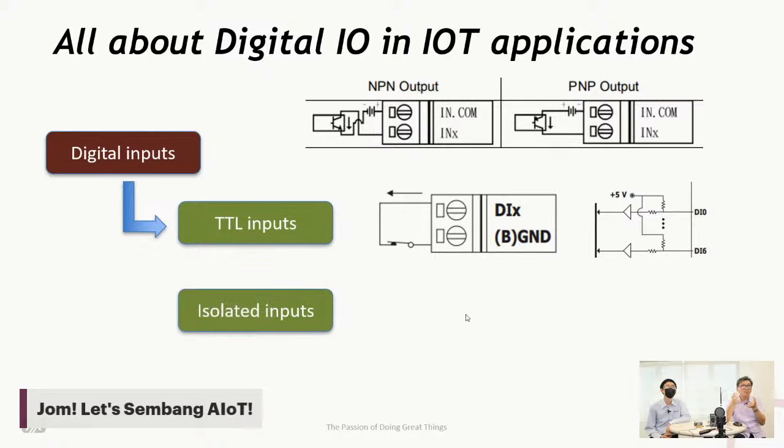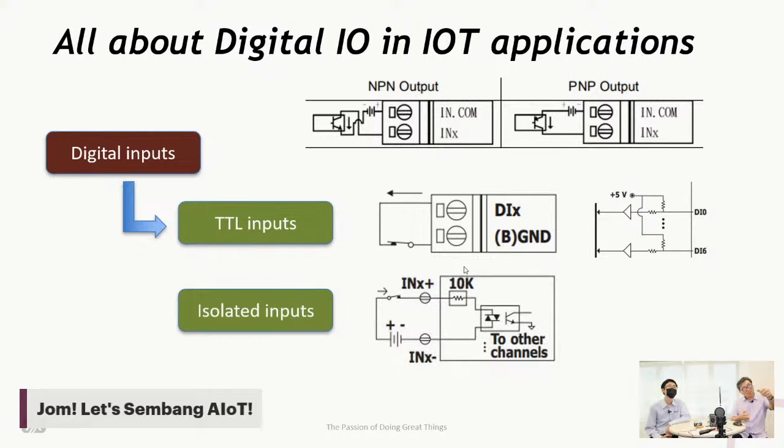We have this isolated input. This isolated input is more applicable in the industrial world. If you look at the circuit, at the bottom of the diagram there is the optocoupler or opto isolator. Usually the isolation barrier is about 3.5 kilowatt. That isolation really breaks away the external ground from the internal ground.